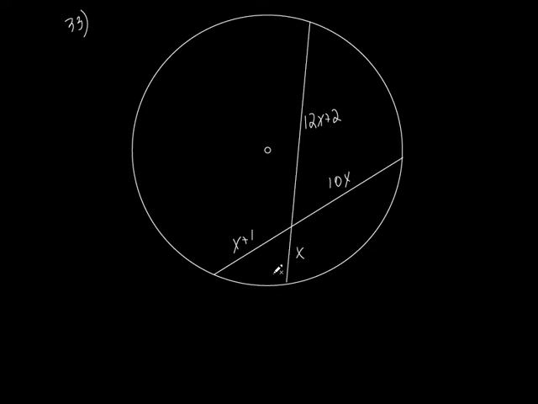X, and then in parentheses 12x plus 2, equals 10x, parentheses x plus 1. Everybody see why we do that? Look, because when they intersect inside the circle, they form these two segments. This secant forms these two segments. So I take this one times this one, and that equals the product of these two. I multiply them together, set them equal to each other, and then solve for x, and I'll be good to go.